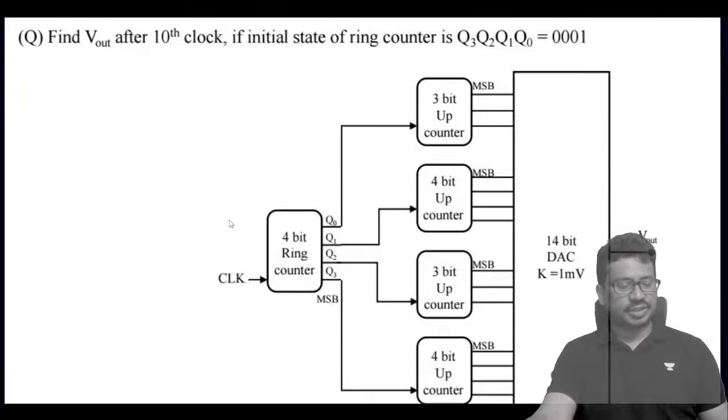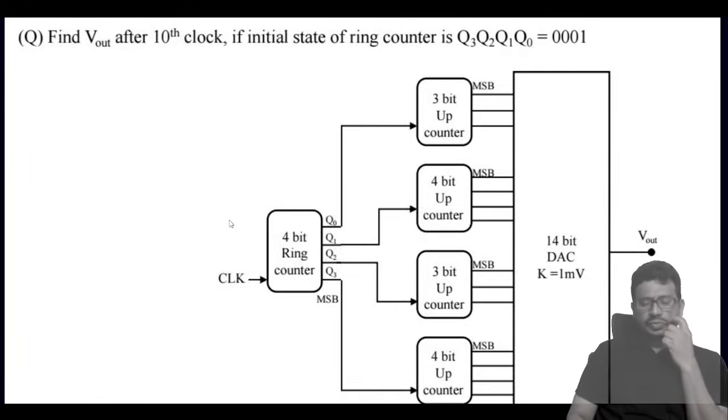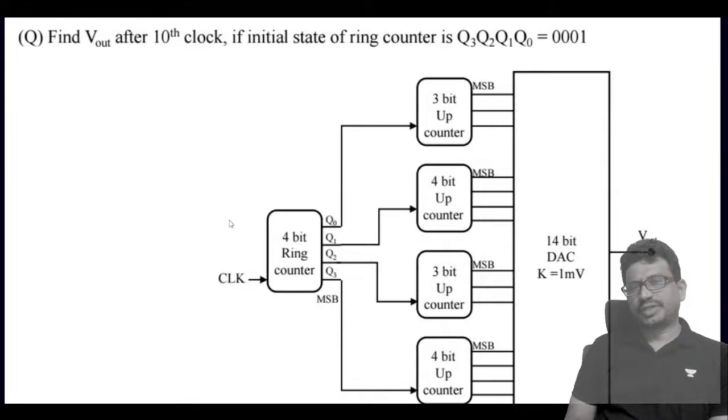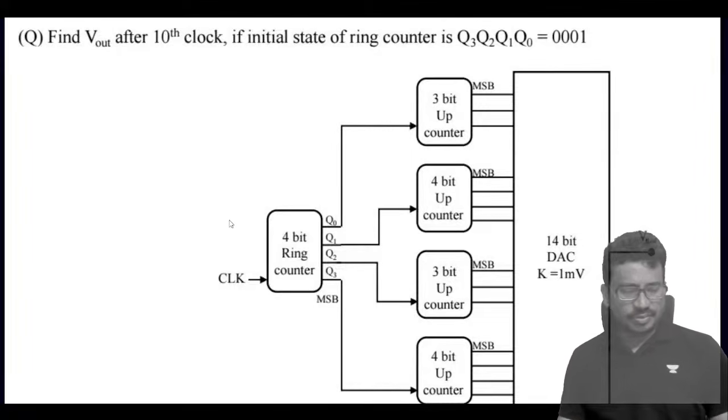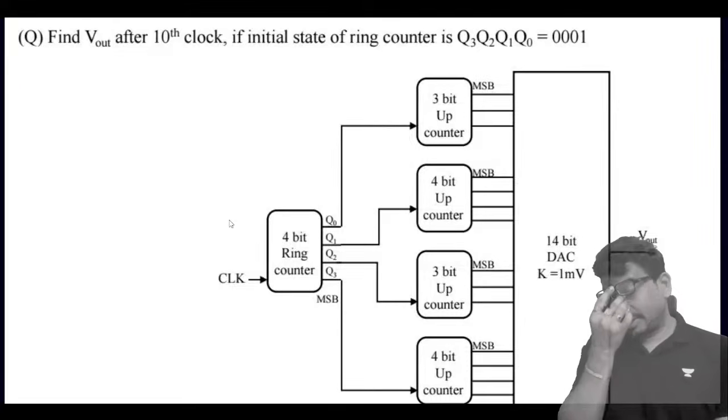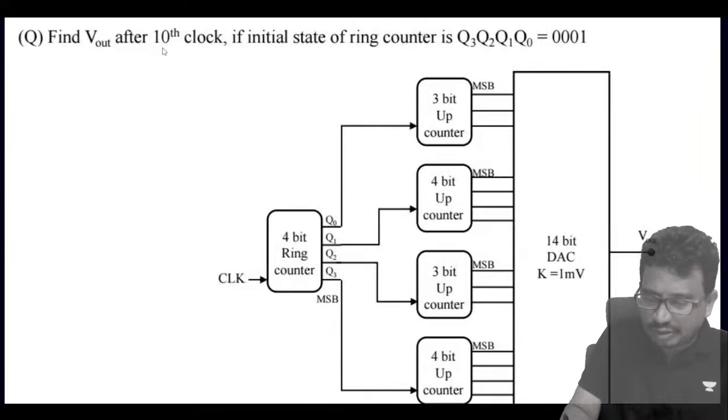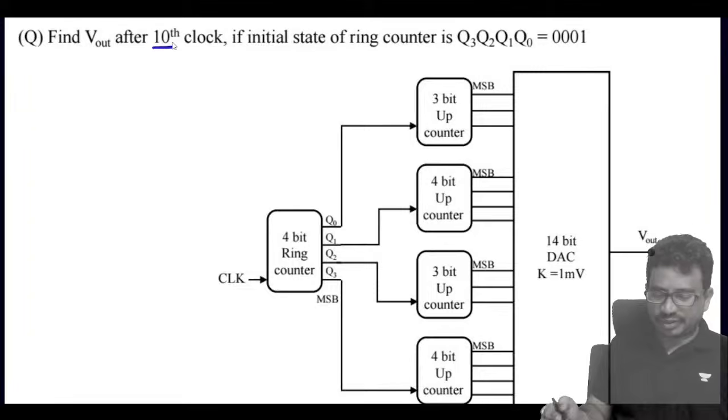Next. Now you can see this one. Find the output after the 10th clock. Output after the 10th clock if the initial state of the ring counter is given like this. Initial state of the ring counter is given, and they ask us to find the output after the 10th clock.